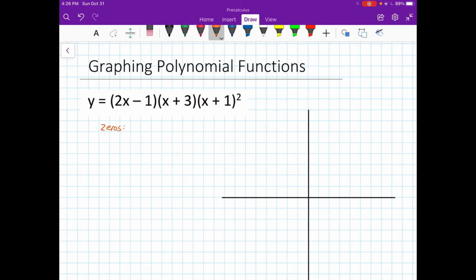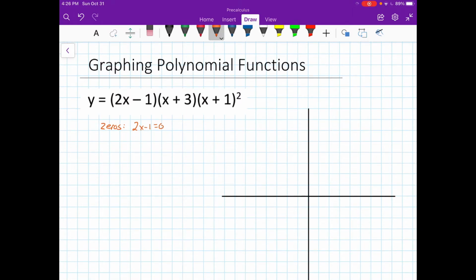So the zeros are going to be when these factors equal 0. So we want to find out when 2x minus 1 equals 0. We did find a quick way to do that, but we'll go ahead and solve it. We would add 1 to both sides. So we have 2x equals 1, and then divide both sides by 2. We get x equals a half. That's one of our zeros, and so that is one of our x-intercepts. So a 0 is an x-intercept.